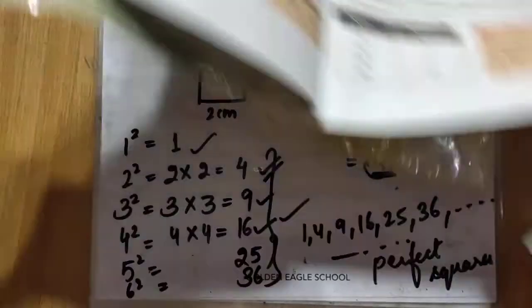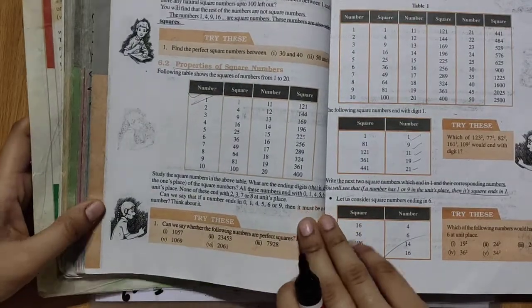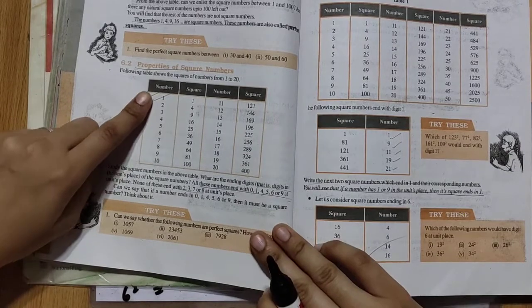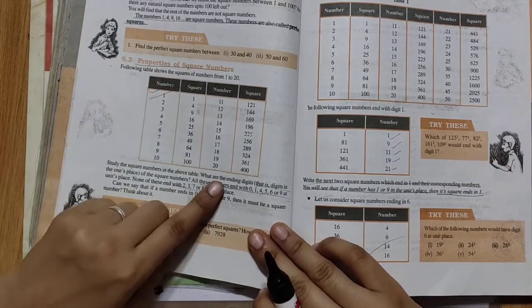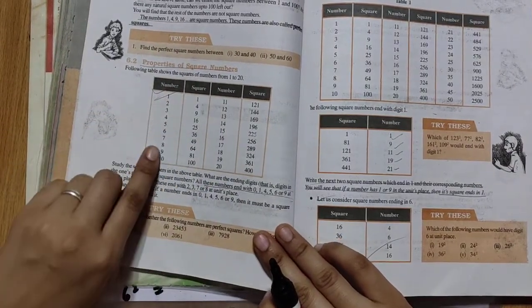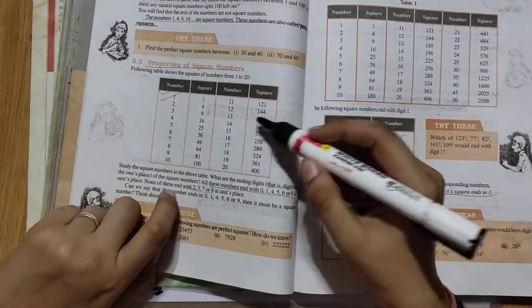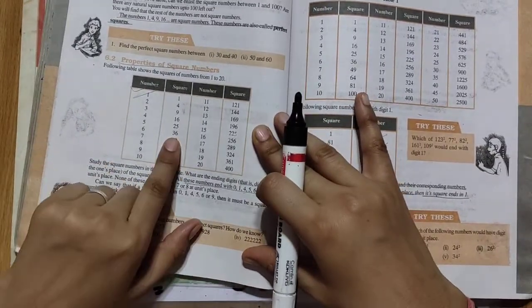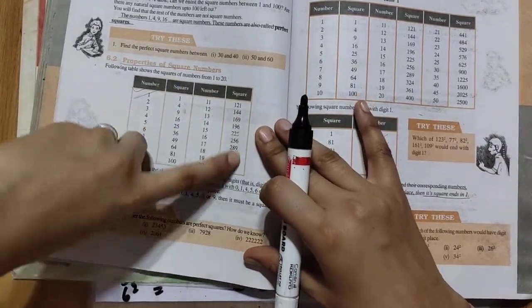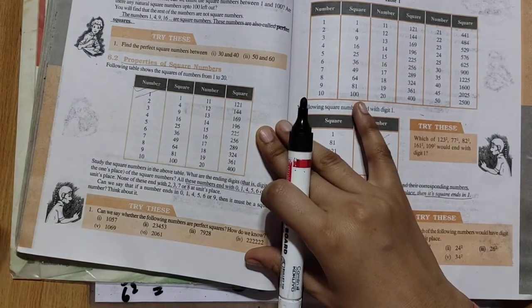Now you can see this table on page number 90. These are squares of numbers 1 to 20. Like 2 square is 4, 9 square is 81, 10 square is 100, 12 square is 144. So these are the squares of numbers. You should learn them. They are all perfect squares. All these numbers are known as perfect square numbers.